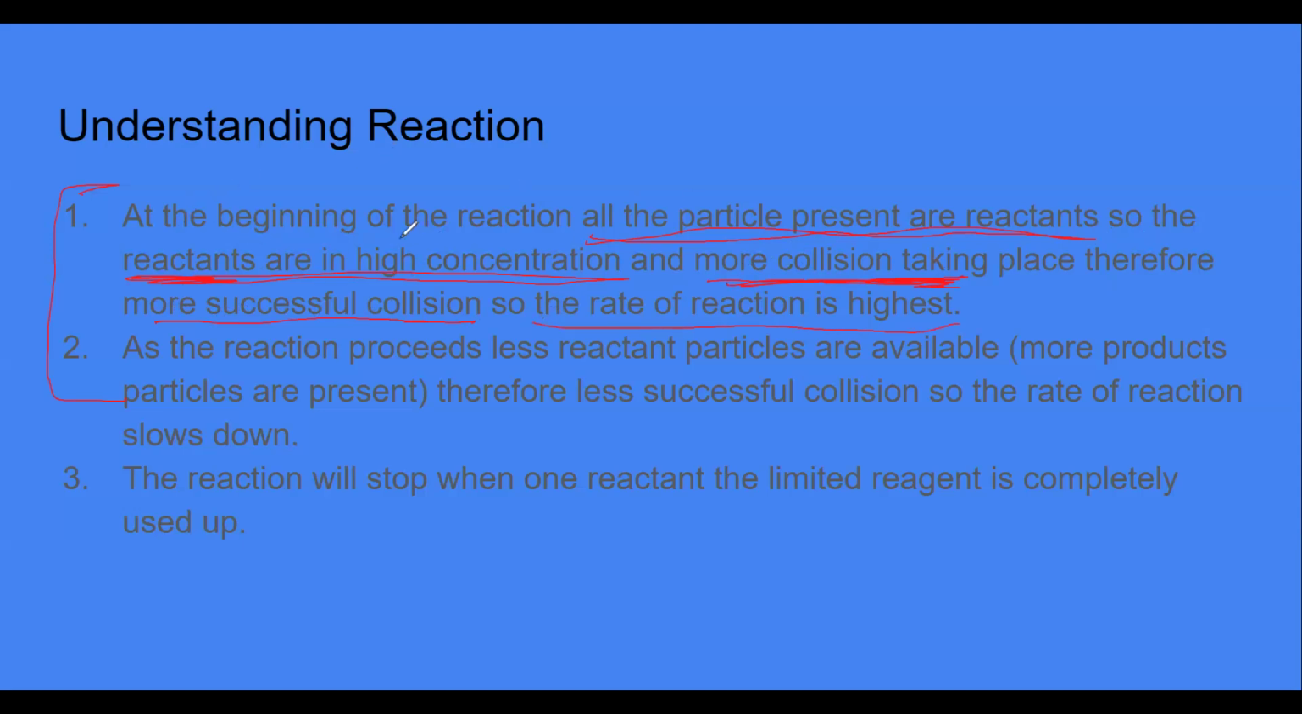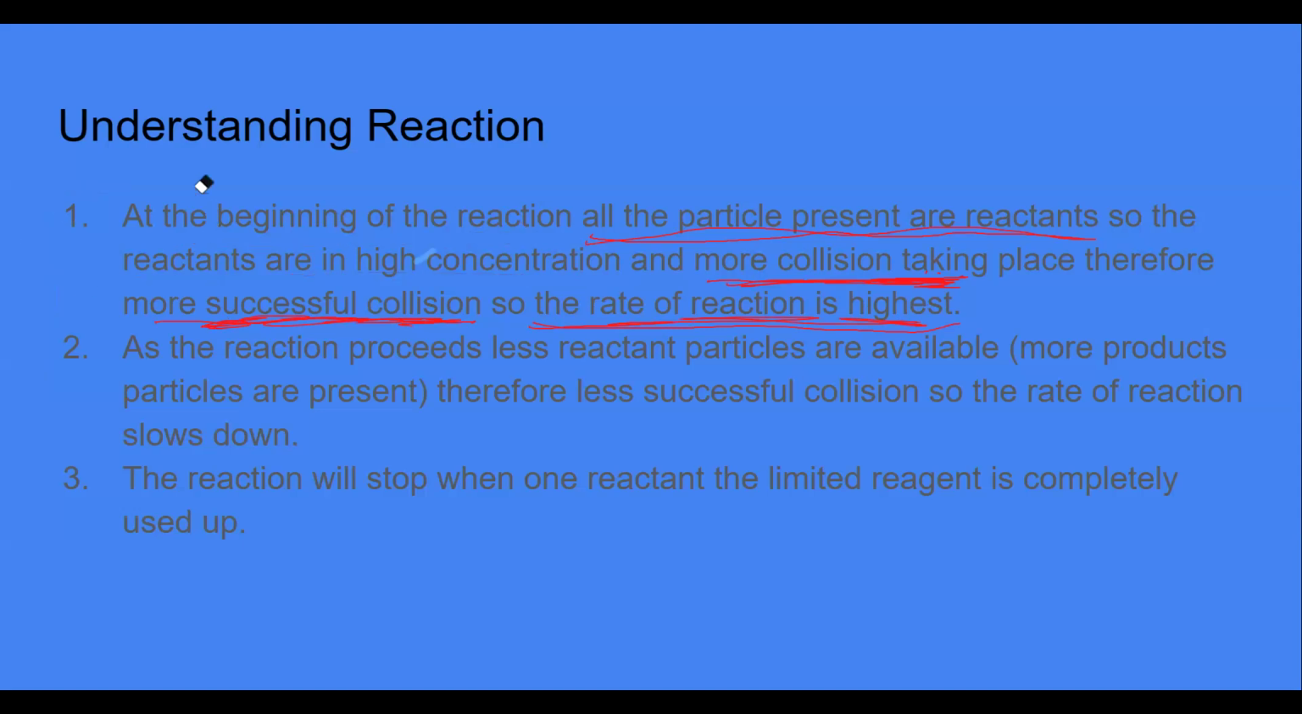So at the beginning of all reactions, we have a high concentration of reactants. So we have a lot of collisions taking place. If we have a lot of collisions, we're going to have a higher chance of successful collisions. And so the rate of reaction is highest in the beginning of the chemical reaction.